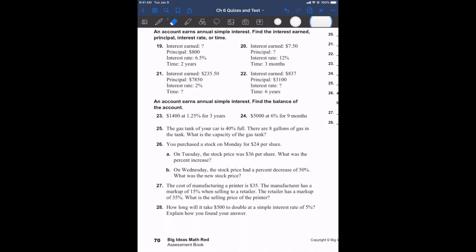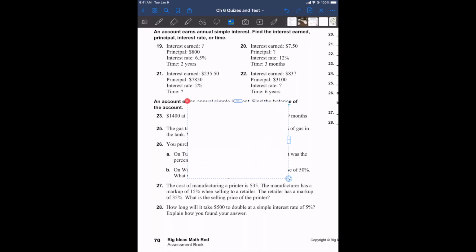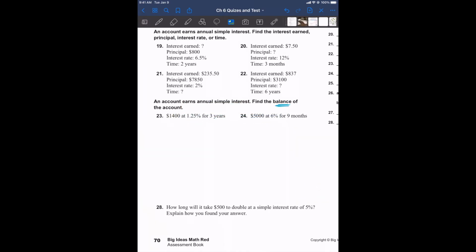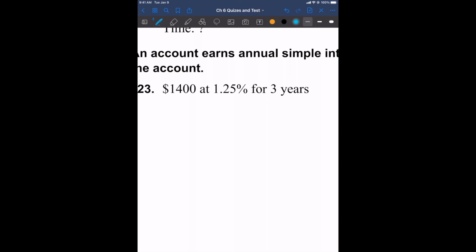23 and 24. An account earns an annual simple interest. Find the balance. The balance. How much money total is in the account? Okay, so this is my principal, $1,400. This is my interest rate. This is my time. Okay? I'm just looking for the interest earned. Just multiply all those together, guys.